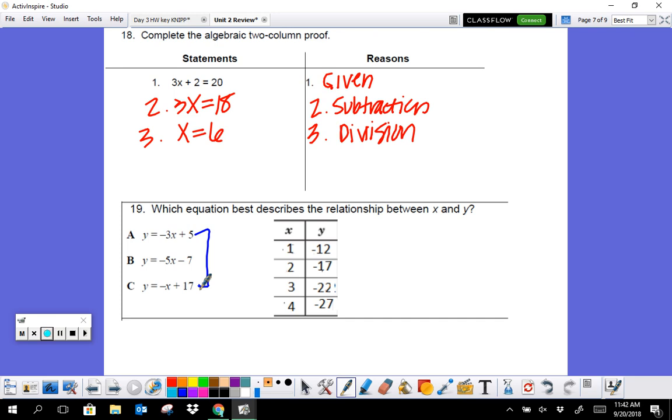B says negative 5 times x, so that'd be negative 5 times 1 is negative 5, minus 7 is negative 12. Let's check it for this next one. Negative 5 times 2 is negative 10, minus 7 is negative 17. Negative 5 times 3 is negative 15, minus 7 is negative 22. Negative 5 times 4 is negative 20, minus 7 is negative 27. So my answer here is B.